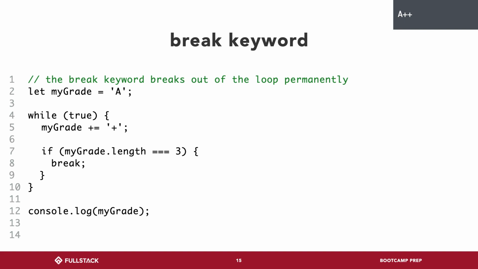If this plus goes over here, the length is 2. So this does not run, so we iterate again, because true will always be true. Then we put in another plus, "A++". That is a length of 3. So this runs, break, that's what we get, no infinite loop.